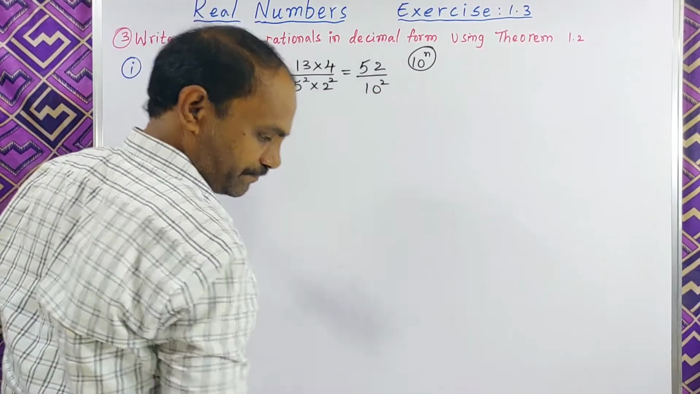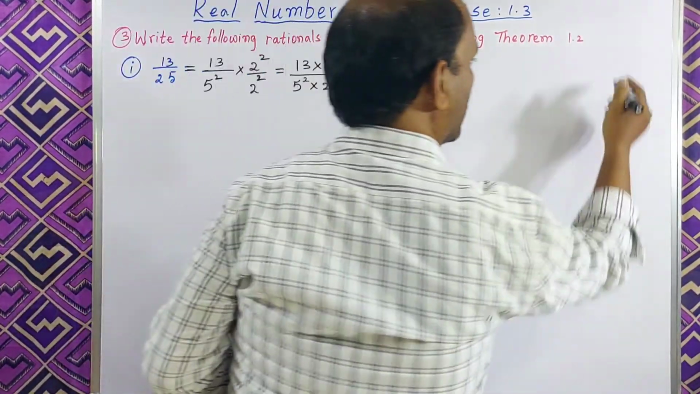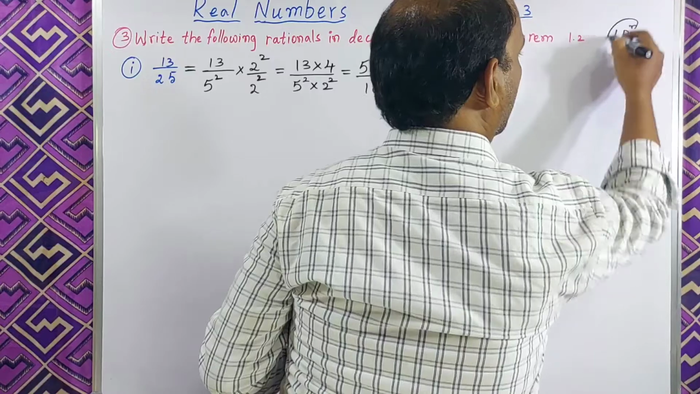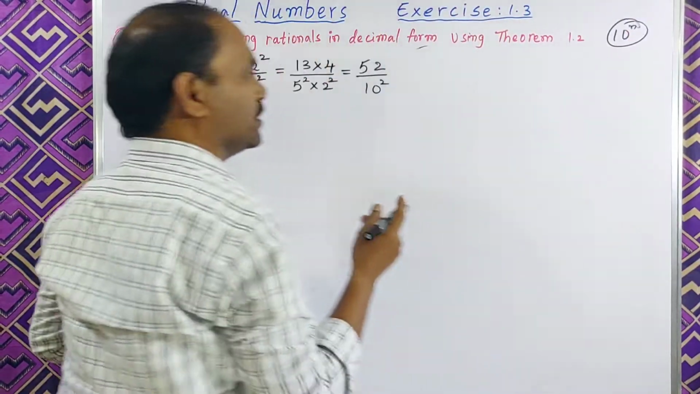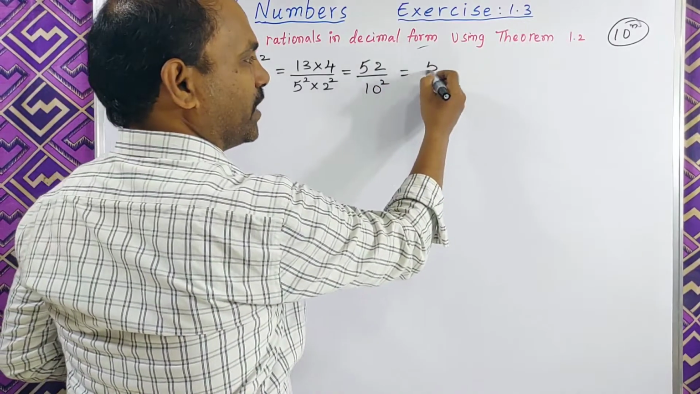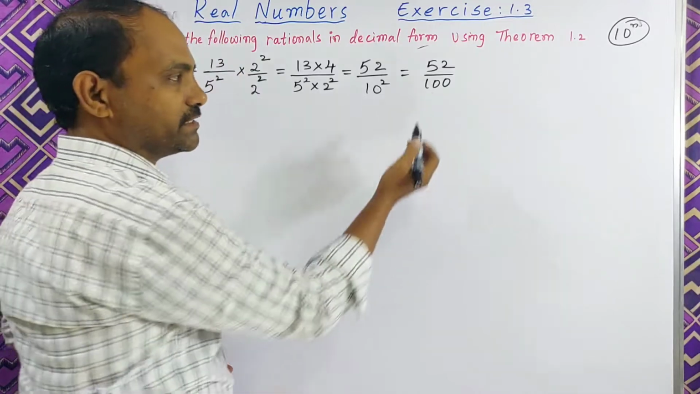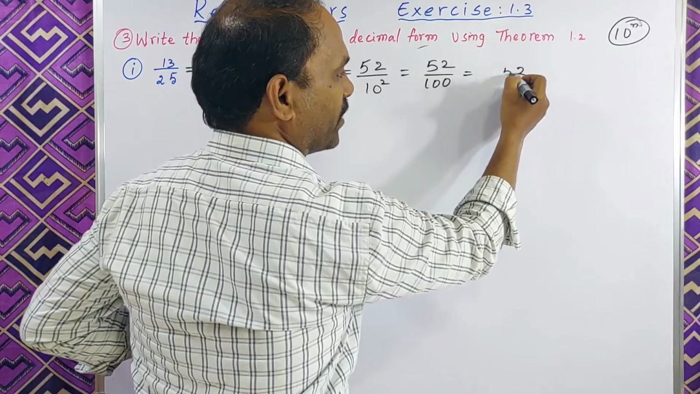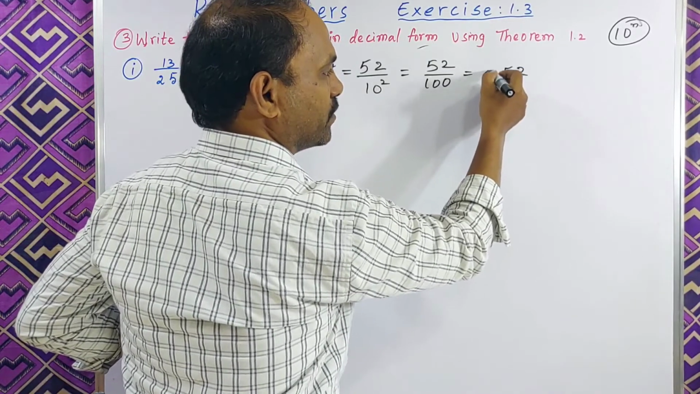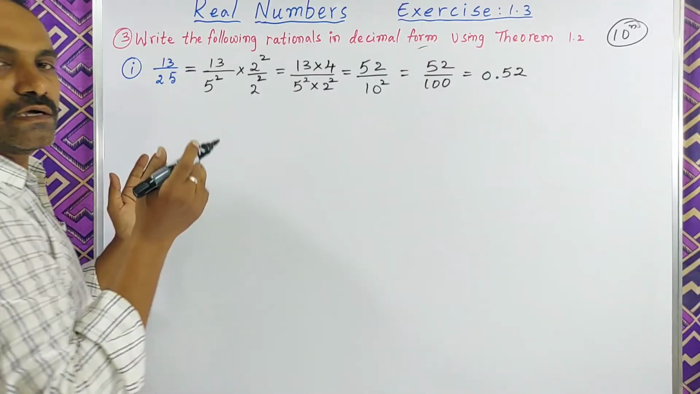10 square. We can write here 52 by 100. 100 means 2 digits after the point. So 0.52. This one is the decimal expansion without doing the division.